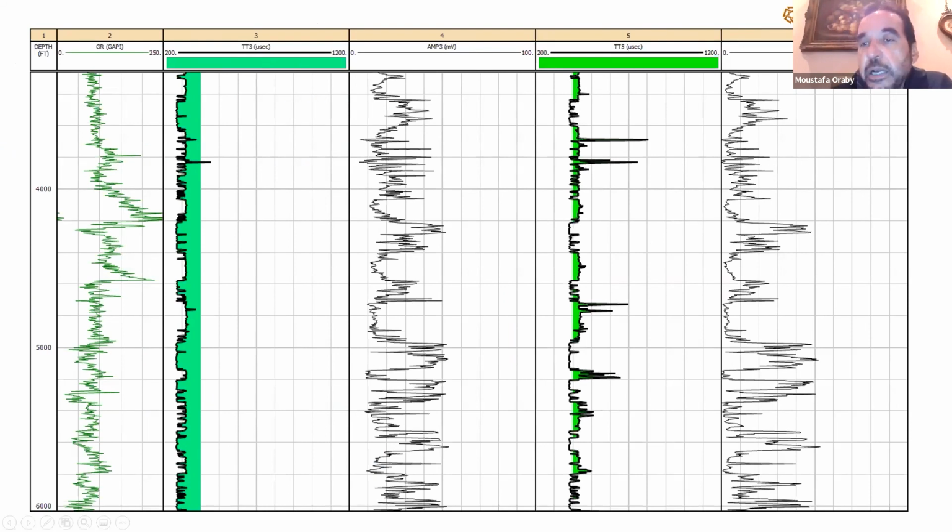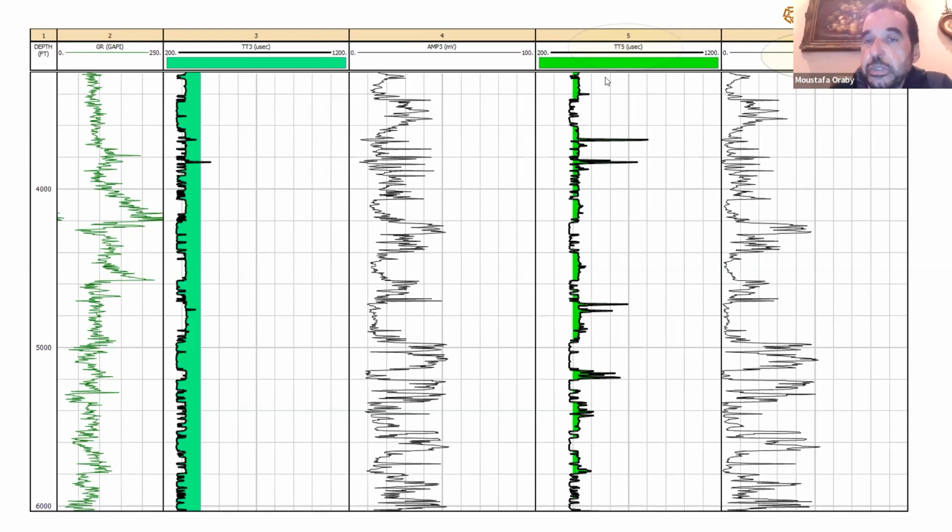And again, the amplitude here, also from 0 to 100%, taking into consideration the change in the cement. So this is the TT5, and this is the amplitude 5, similar to what we talked about before in the TT3 and the amplitude 3.